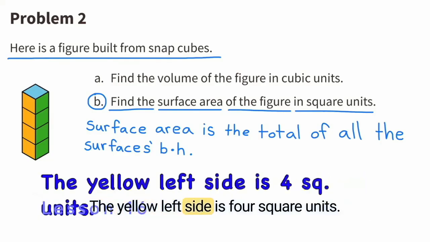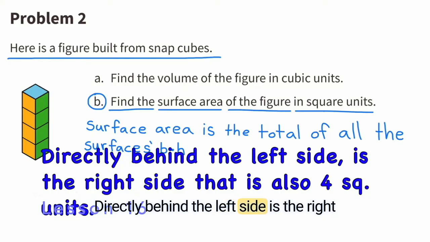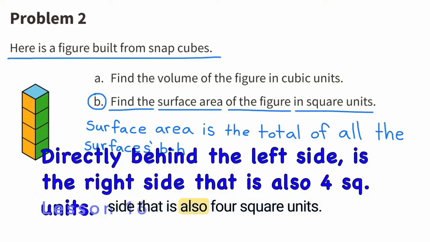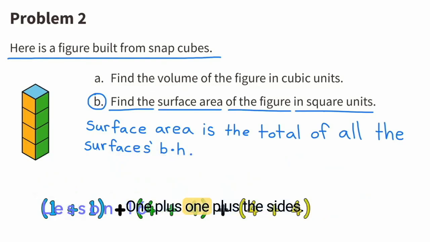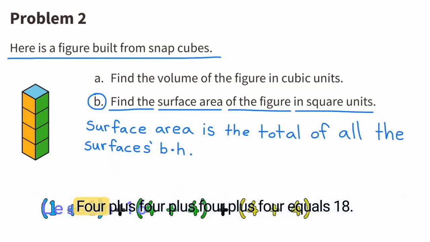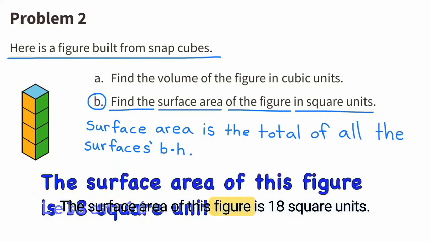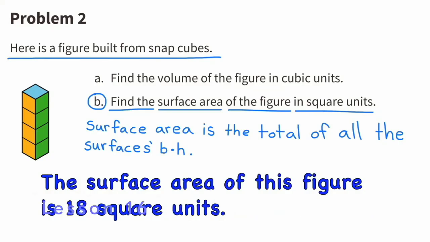The yellow left side is 4 square units. Directly behind the left side is the right side that is also 4 square units. The bases 1 plus 1 plus the sides 4 plus 4 plus 4 plus 4 equals 18. The surface area of this figure is 18 square units.